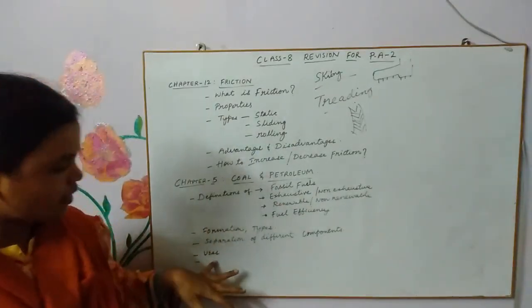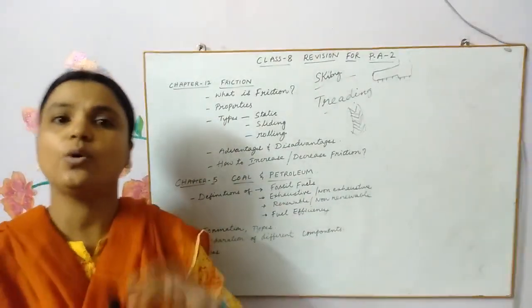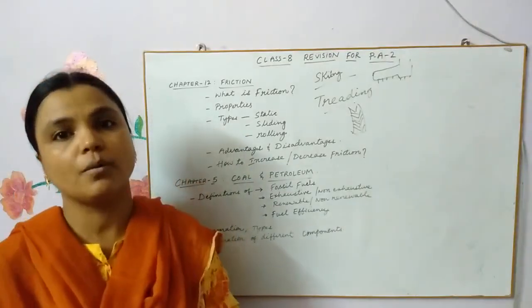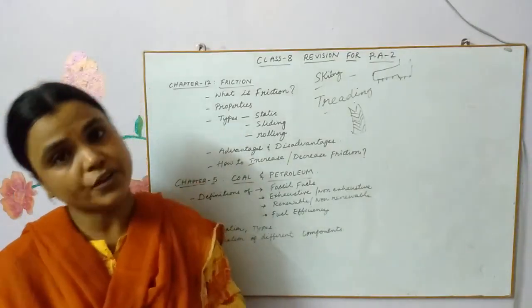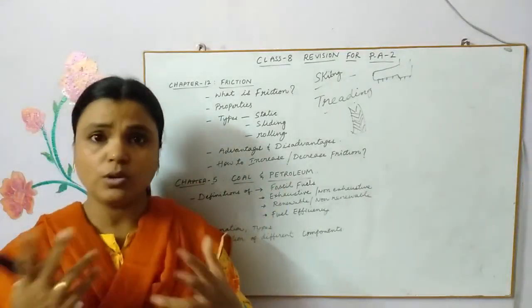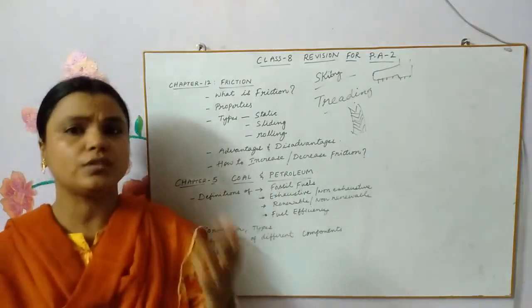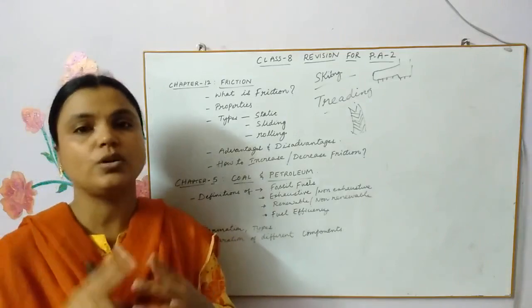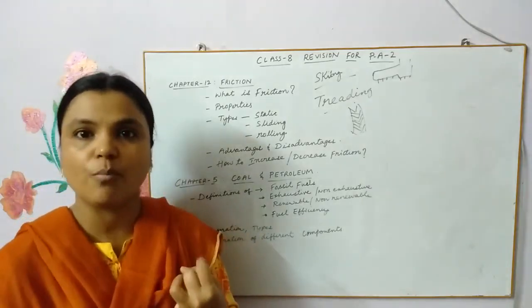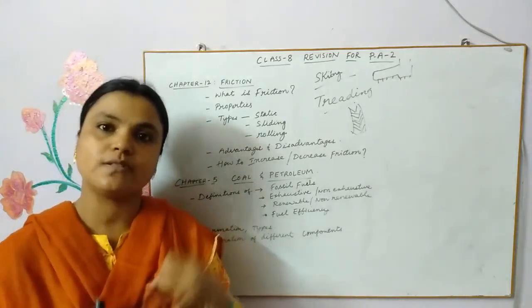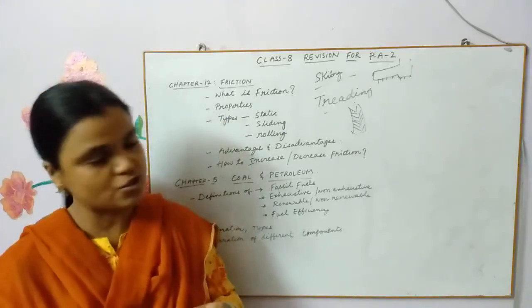Right, children? So coming to the uses, as I already told you, every single component has its own kind of use. So please follow, those two tables are very important. Surely there will be 2 to 3 questions coming from those two tables. One is different components of coal and different components of petroleum and their uses, children.